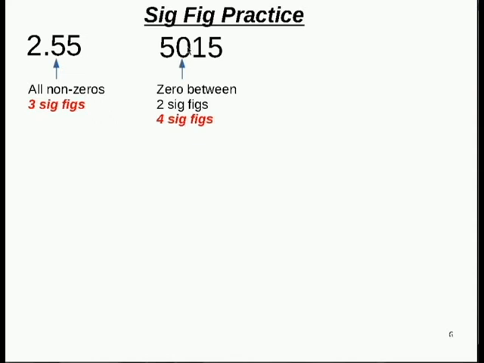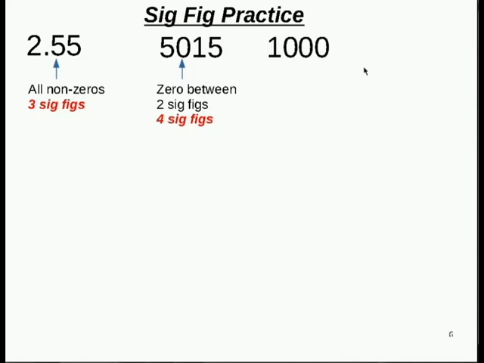How many significant figures does this have? Well, they're all non-zeros, so there's 3 significant figures. Here, this zero is between 2 other non-zero digits, which are significant, and so this is a significant figure, and so this number has 4 sig figs.